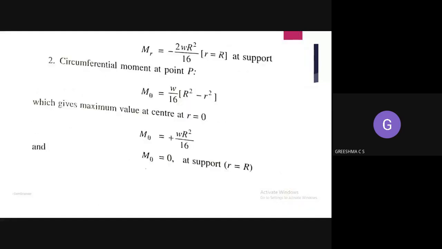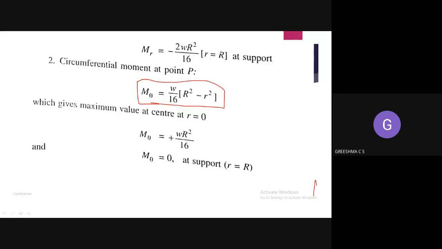Now coming to the second one, that is circumferential moment. Different equation, but you have to learn this equation by heart. M theta is equal to W by 16 (R square minus r square). This is the equation.